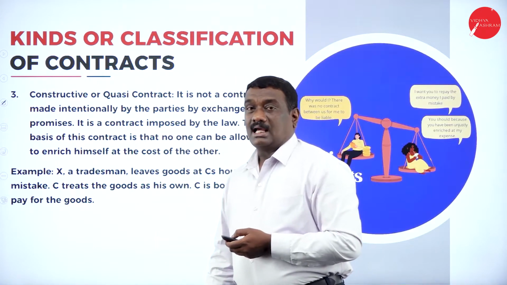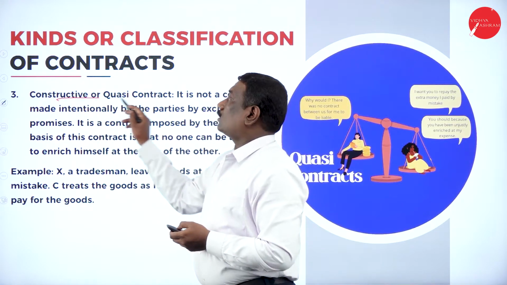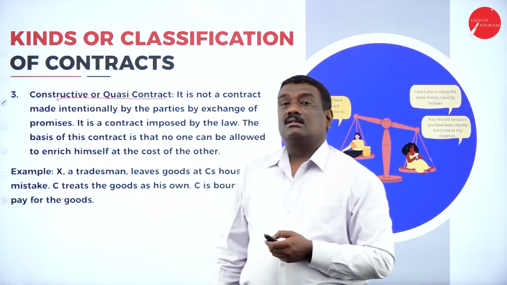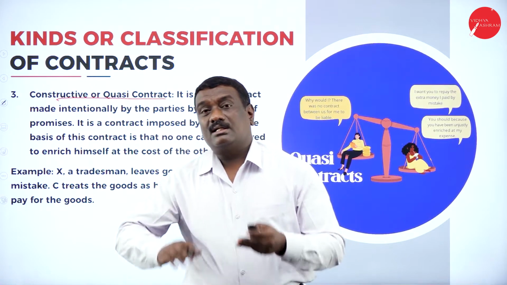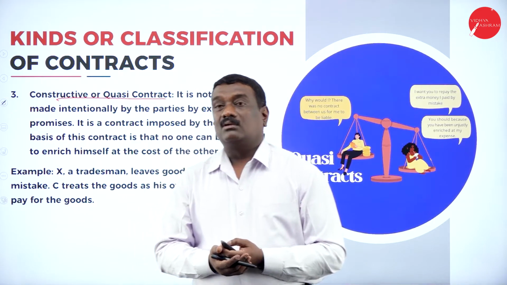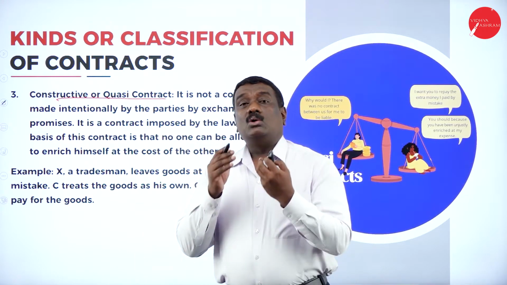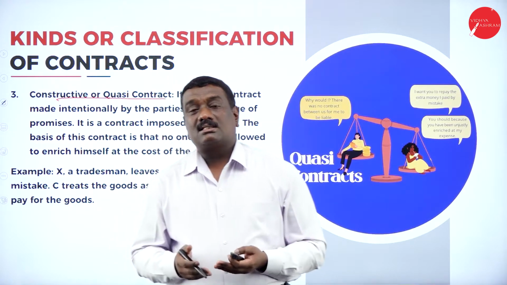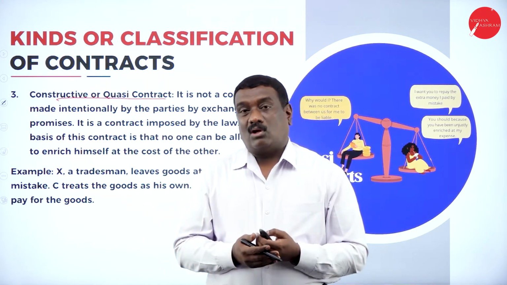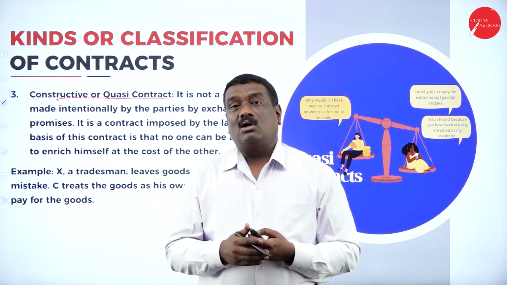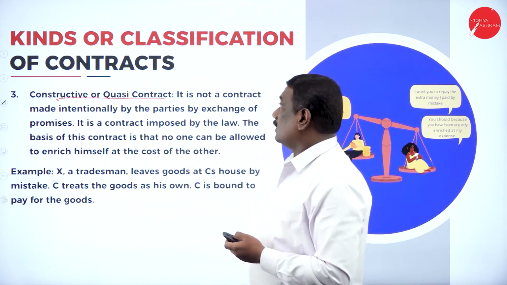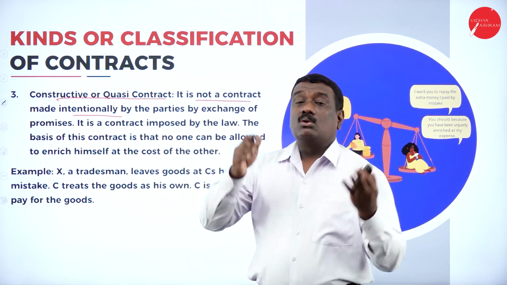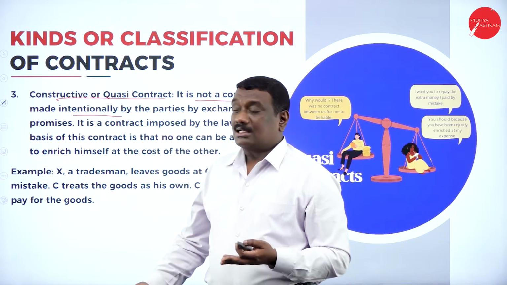Now coming to the third type, whether it is constructive or quasi contract. See, a quasi contract is actually not a contract itself, because you are not going to make an agreement or a contract between the parties. Here it is just made out of law. It is not a contract which is made intentionally. There is no intention to do a contract between the parties, right?